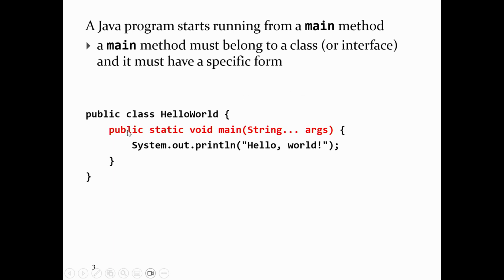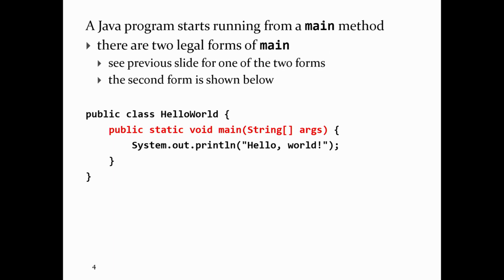It's always the words public, and then static, and then void, and then main, and then round brackets, and inside, it's either String... args or String square brackets args. Both are fine. They mean the exact same thing in this context. Okay, so that's difference number one. Just to write Hello World, you need at least 3 lines of code in Java.